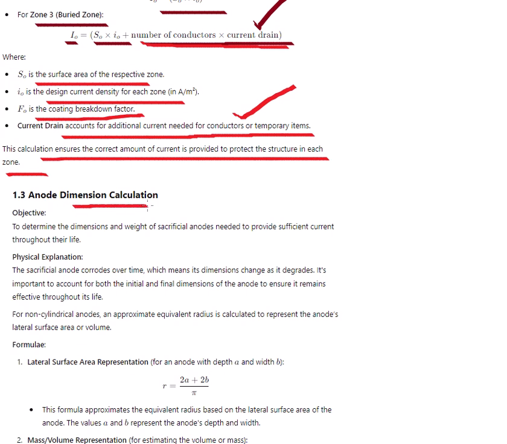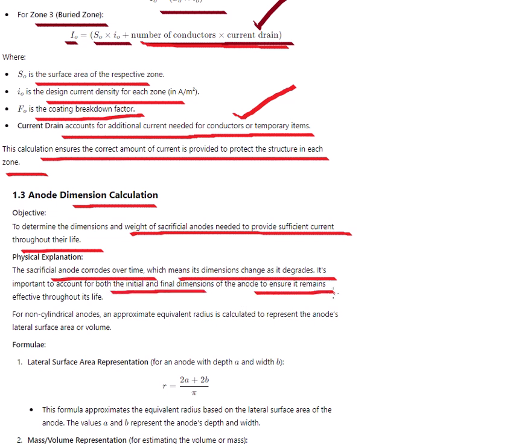The next is anode dimension calculation, to determine the dimension and weight of sacrificial anodes needed to provide sufficient current throughout their life. The sacrificial anode corrodes over time, which means its dimensions change as it degrades. So we have to see whether it's going to be effective throughout its life. We have to account for both the initial as well as final dimensions of the anode.